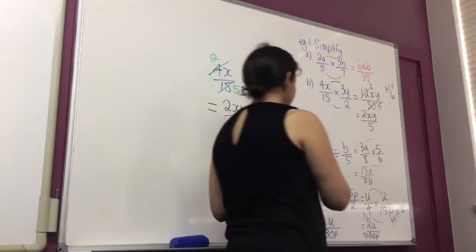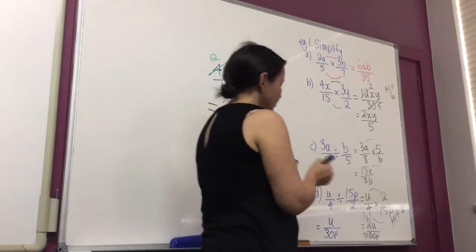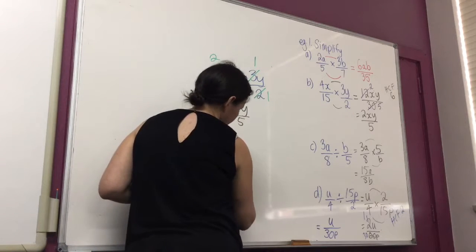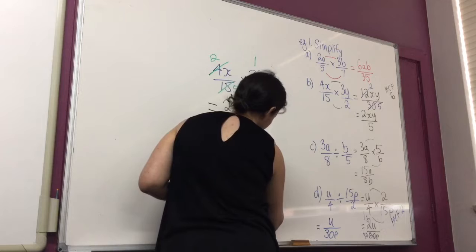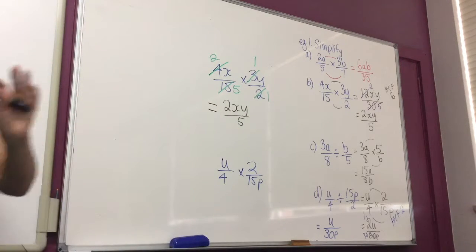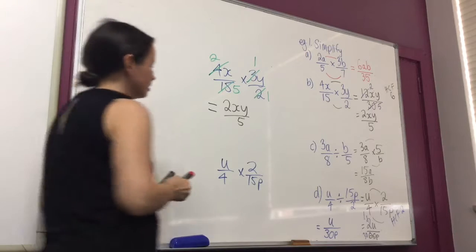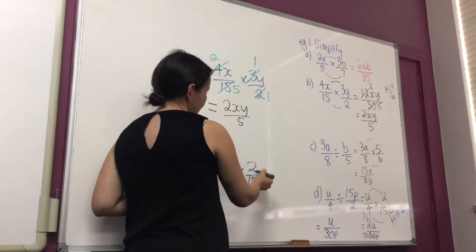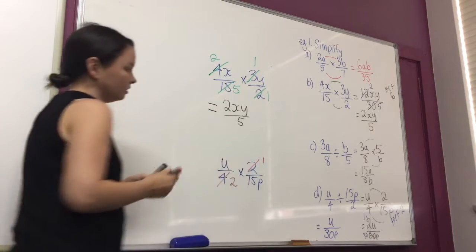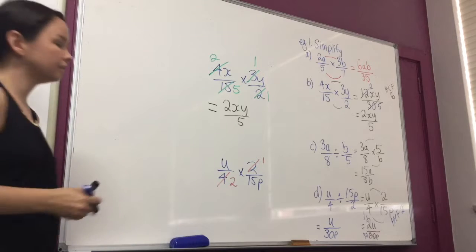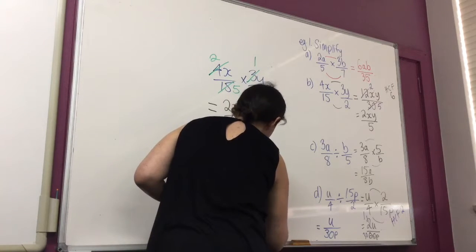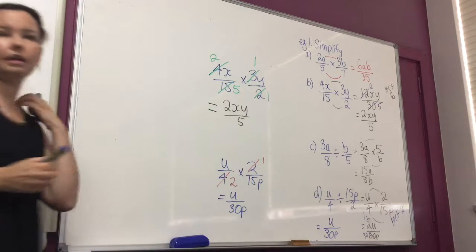U over 30p. Now, once you get to this step here where we've got u over 4 times 2 over 15p, if you had recognised that there's a factor on the top that appears in the bottom and cancelled first, so you could have done divide by 2 gives 1, divide by 2 gives 2, you would end up with that simplified answer straight away, so that we get u over 30p. Okay, questions?